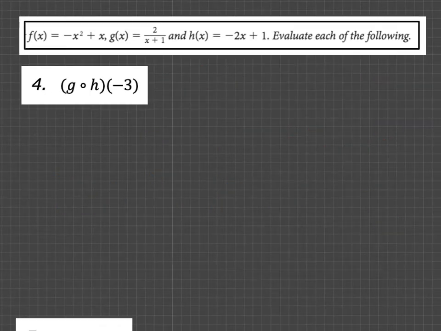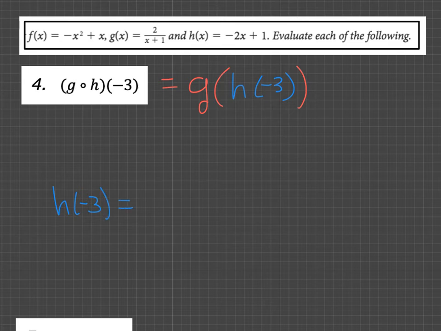Okay, let's look at this one. So g composed with h of negative 3. We're going to take g as the outside function, and then inside we want h of negative 3. So let's focus on that h of negative 3. Replace x with negative 3, so that's negative 2 times negative 3 plus 1. So negative 2 times negative 3, we get a positive 6 plus 1, that's 7. So h of negative 3 is equal to 7.